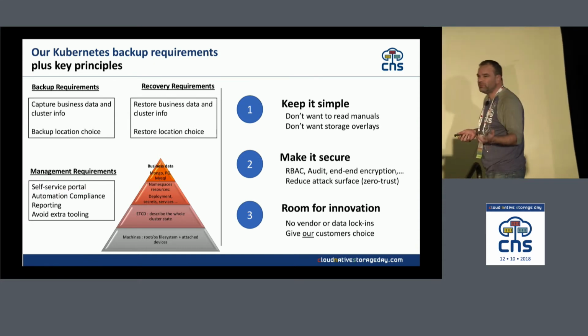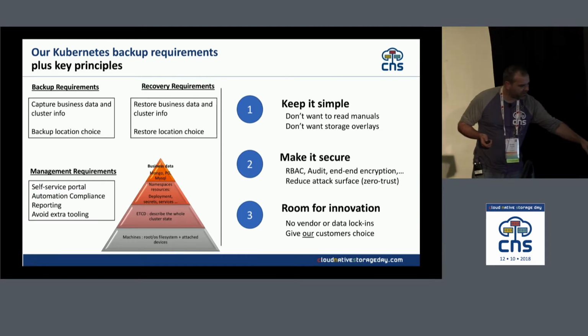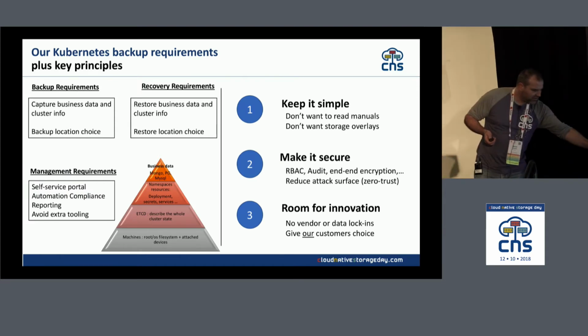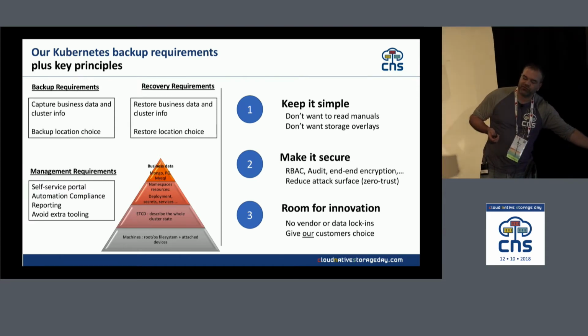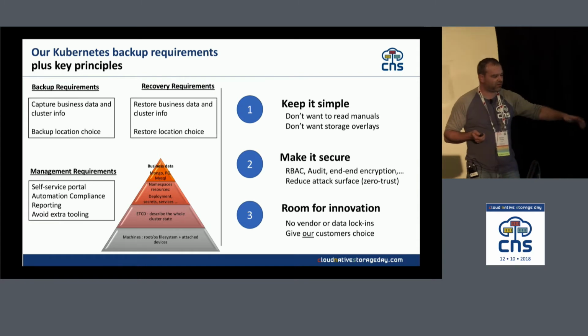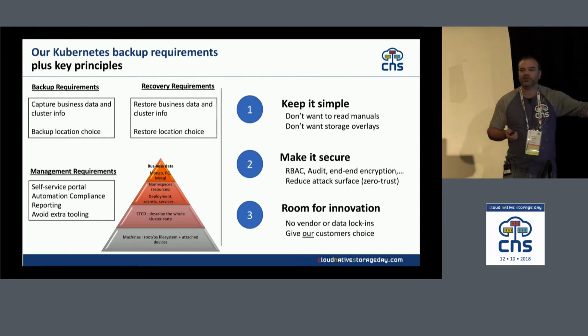So what do we want to back up? Do we want to back up the bottom of the pyramid or the top of the pyramid? And of course, backing up the bottom of the pyramid is not a good choice. It's too expensive, too difficult to reconstruct. I'm going to be more explicit on this. But what we want to back up is the top of the pyramid, the business data and the namespaced resources.